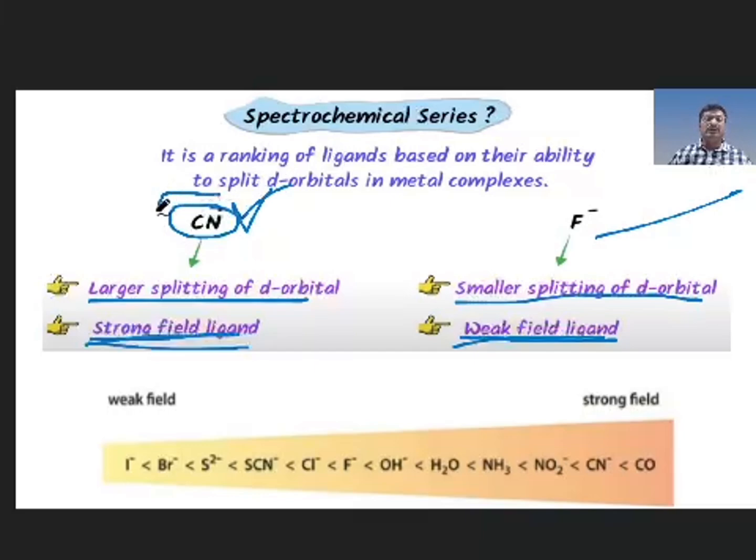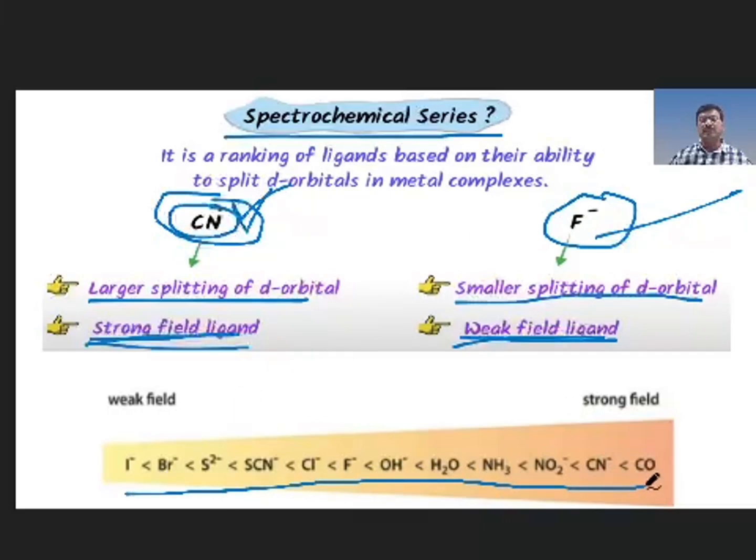So according to the strength of the ligand, you have the spectrochemical series. A spectrochemical series is nothing but all the ligands arranged in the increasing order of their strength.